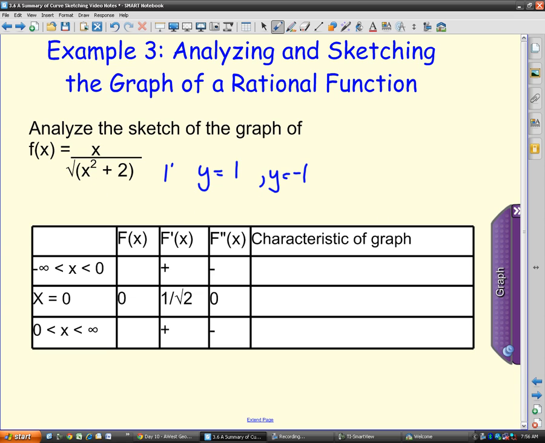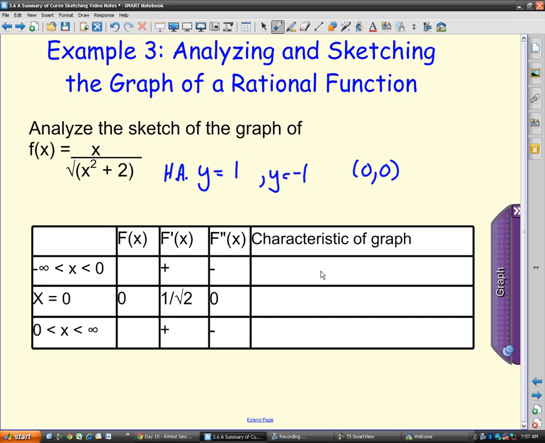Maybe crossing the x-axis, or the x-intercept. If I put 0 in for y and solve, you'll find out that x is 0. So if y was 0, x was 0, so we're going to cross the x-axis at (0, 0). Things that are kind of important.